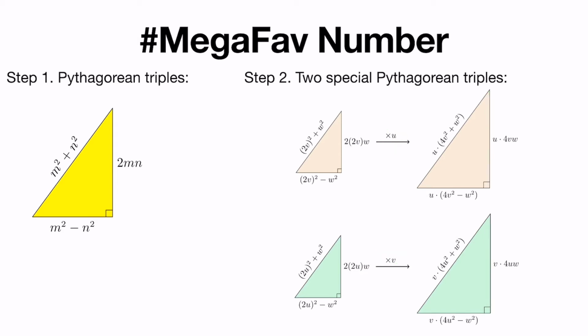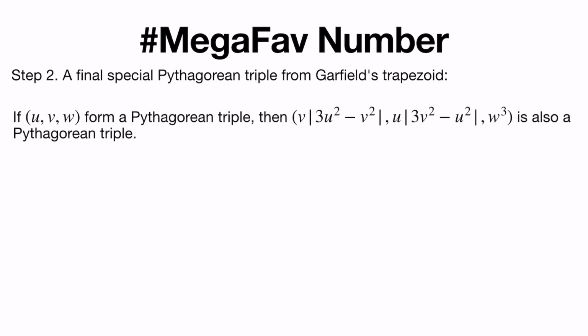So now that we have two Pythagorean triples that match along one edge, we just need one third one that will match along the other edges. To find this third Pythagorean triple, we're going to use a visual technique known as Garfield's trapezoid. And we're going to prove the lemma that says if you're given a Pythagorean triple u, v, and w, that means w squared is u squared plus v squared, then you're going to get a much more complicated Pythagorean triple, which we've listed right here. v times the absolute value of 3u squared minus v squared, u times the absolute value of 3v squared minus u squared, and w cubed.